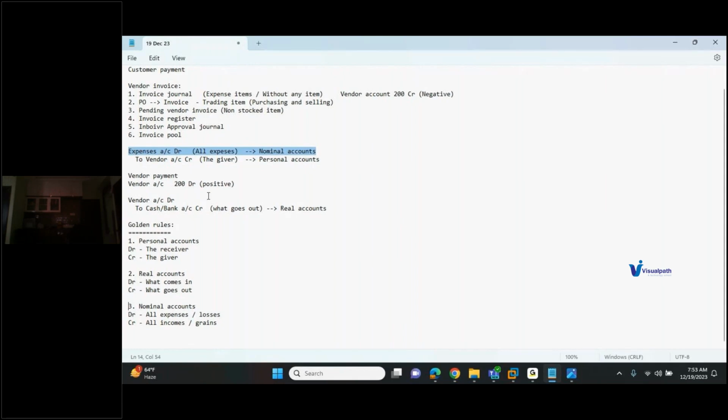Okay. So at the time of vendor payment, it is vendor account debit, because you have created credit, and you need to make it zero. That is the reason I am entering debit, and my cash is decreasing. This is real account. What goes out? My money is going out.